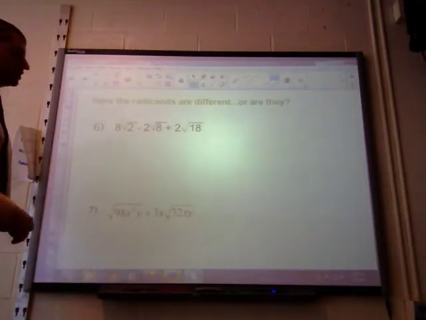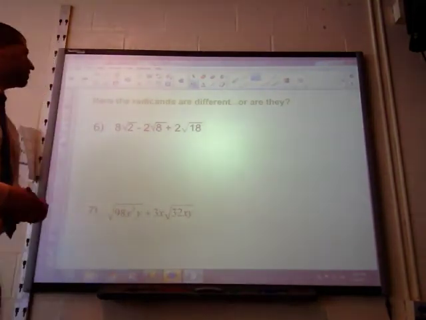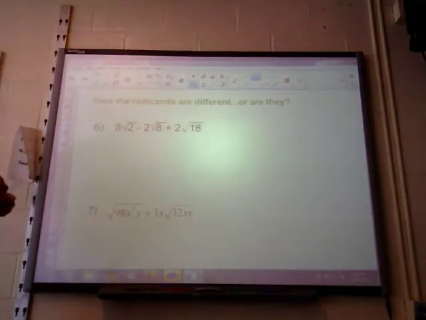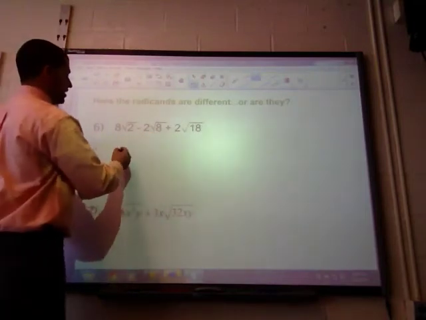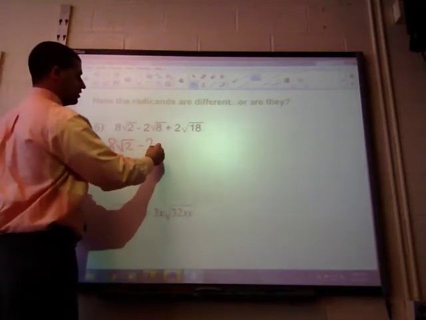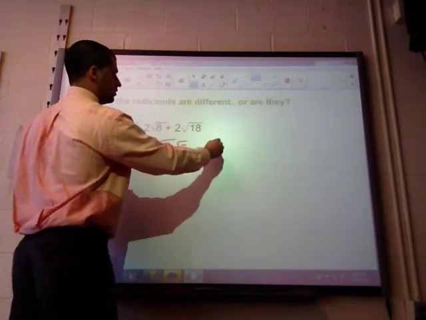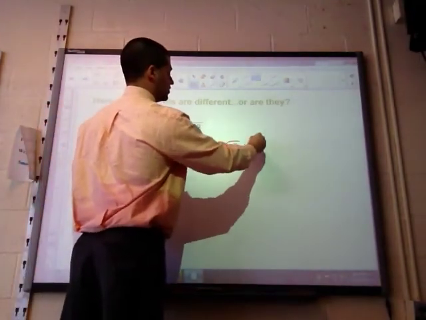So let's look at these. This is kind of what I was referencing earlier, where you could start with unlike radicands, but get to like radicands. So these appear to be unlike. You have 8 radical 2, negative 2 radical 8, and plus 2 radical 18. So let's simplify all our radicals down to their simplest form. Radical 2 cannot be simplified any further. This radical 8 can be radical 4 times radical 2. Radical 18 can be radical 9 times radical 2.